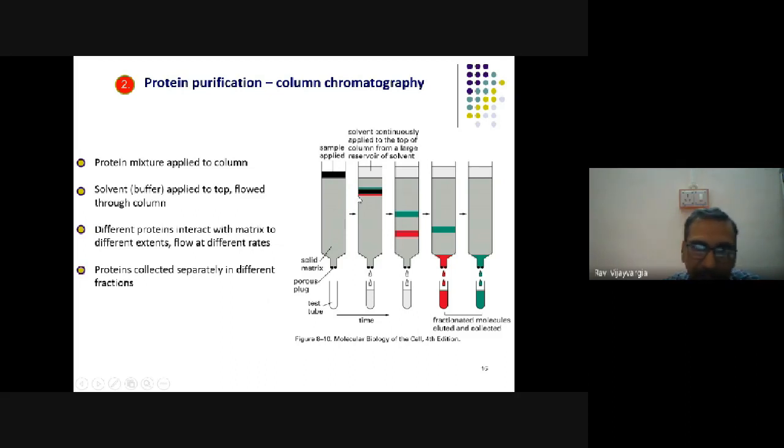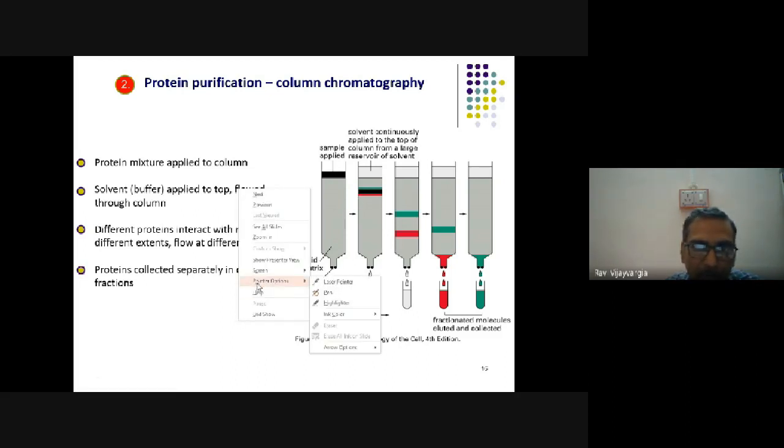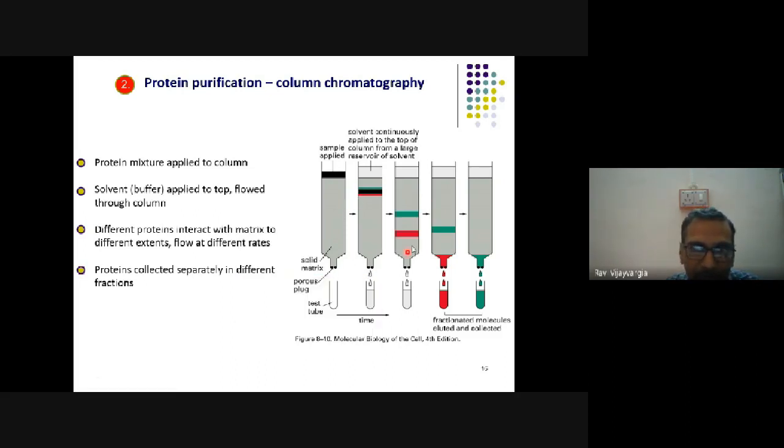Based on how it interacts with the column, you will have separation of the components, and then you collect the components as different fractions, and then you check the fractions by SDS-PAGE to see which fraction contains your protein of interest. So this is a general workflow of any of the chromatography techniques.